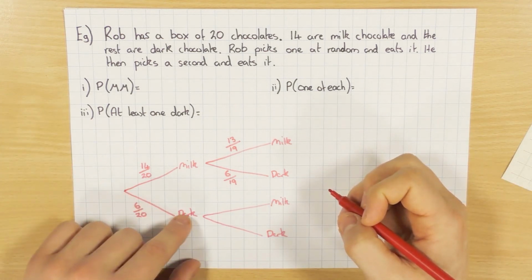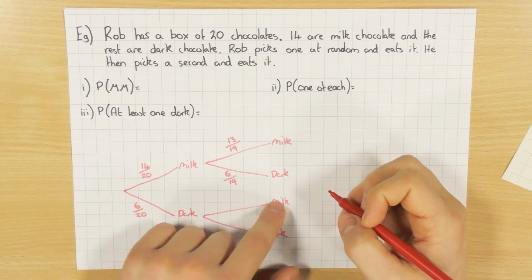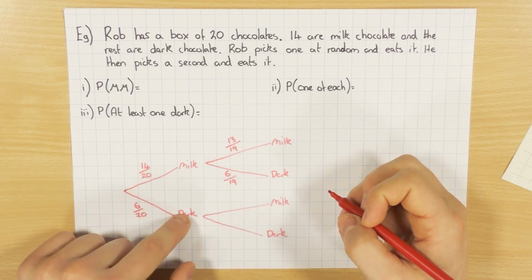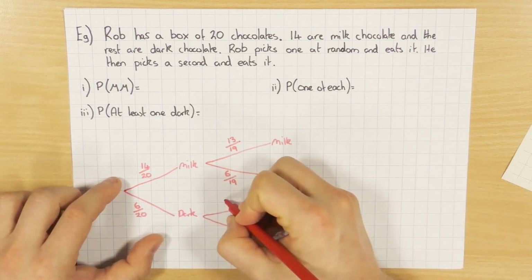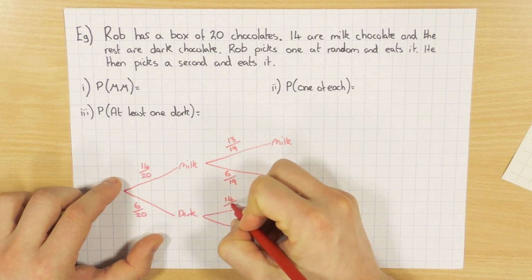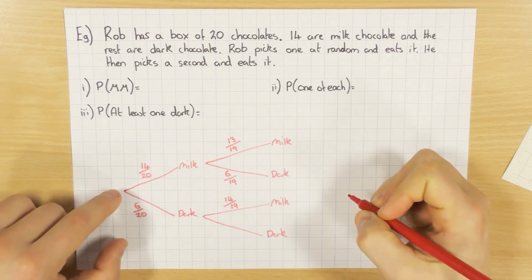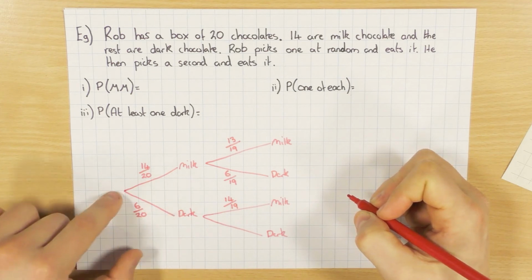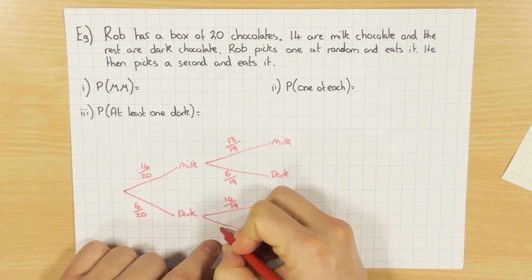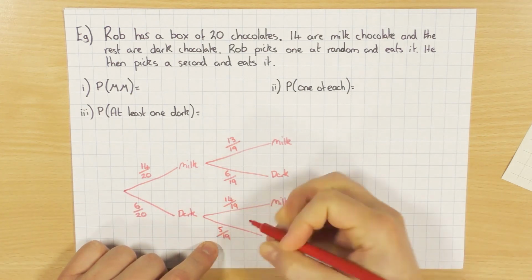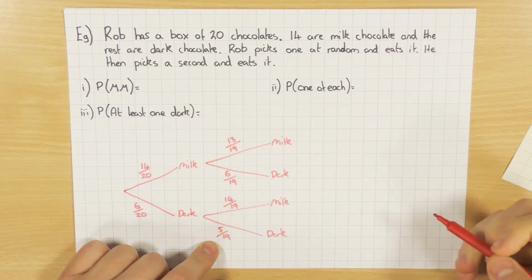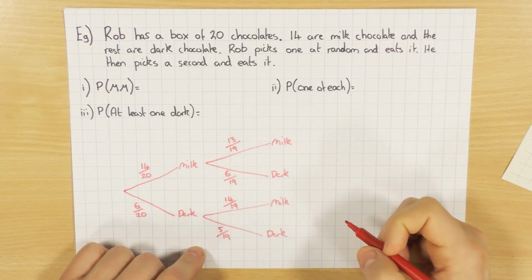Next one, if he picks or eats a dark chocolate, how many milk does he have? Well, he started off with 14. He's eaten a dark, so there's still going to be 14 milk left. And obviously the total will be 19. And then if he's got 6 dark and eats one, there'll be 5 left, and again the total will be 19. Again, these branches here will add up to be 1. So there is our tree diagram.